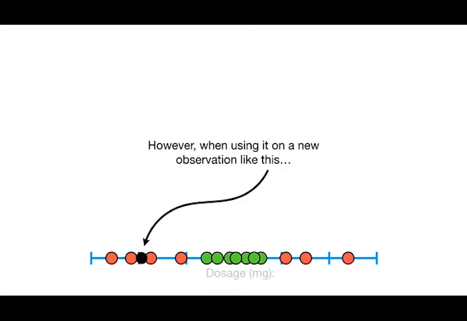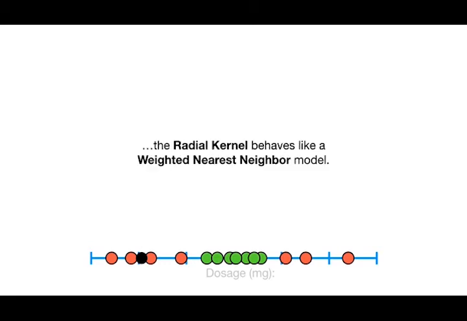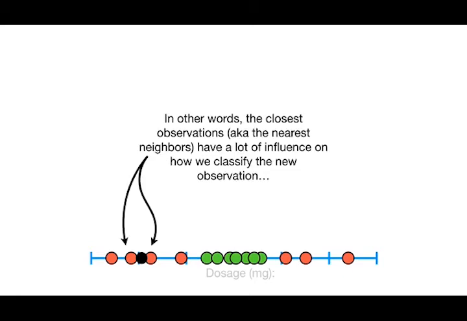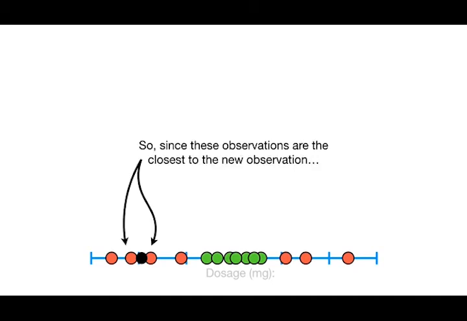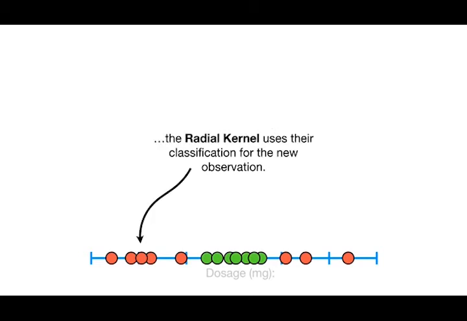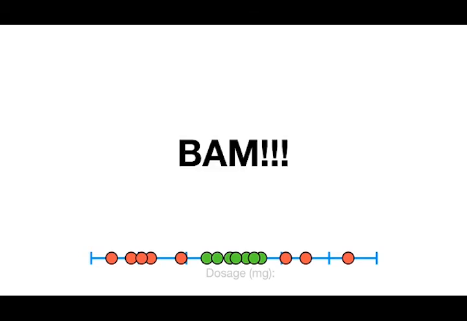However, when using it on a new observation like this, the radial kernel behaves like a weighted nearest neighbor model. In other words, the closest observations, aka the nearest neighbors, have a lot of influence on how we classify the new observation. And observations that are further away have relatively little influence on the classification. So, since these observations are the closest to the new observation, the radial kernel uses their classification for the new observation. Bam!